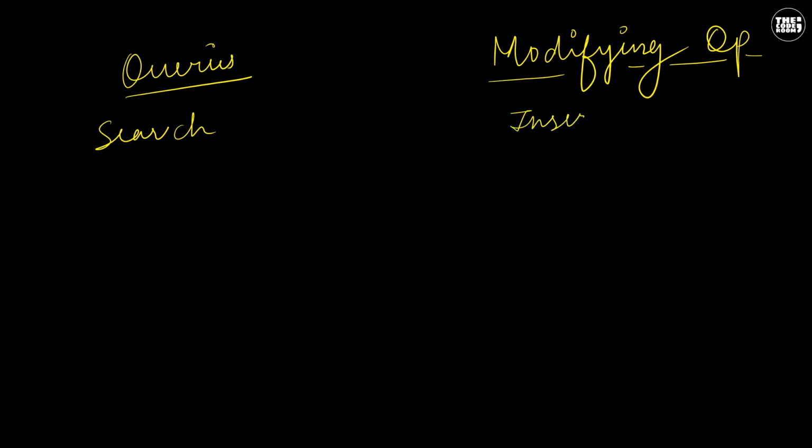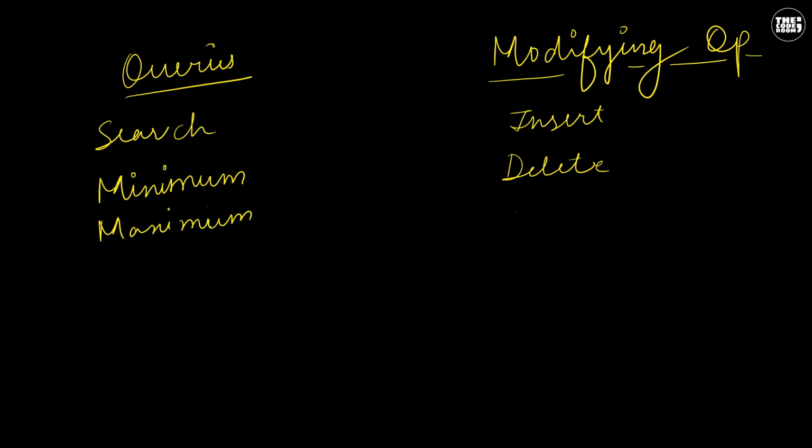Next we have insert. Insert is a modifying operation. Insert takes an element and inserts it in the data structure in the middle or at its end. Next, we have delete. Delete is again a modifying operation. As explained by the name, delete deletes a particular element from our set. Next, we have minimum. Minimum is a query. Minimum returns the pointer to the smallest element in the set. Similarly, we have maximum. Maximum returns the pointer to the largest element in the set.